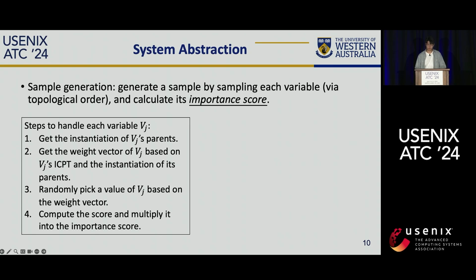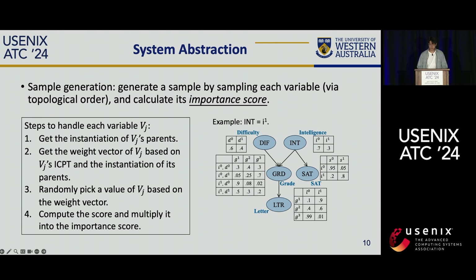Secondly, we get a vector containing the probability of VG's possible states based on the ICPT of VG and the instantiation of its parents. Thirdly, we randomly pick a value, and finally, the score of VG is computed and multiplied into the importance score of the sample.